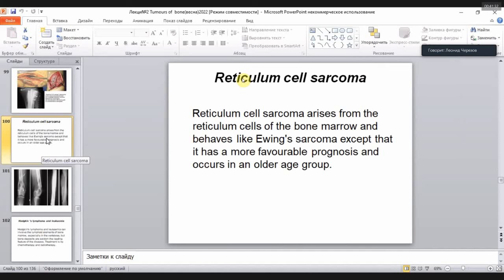Reticulum cell sarcoma. Reticulum cell sarcoma arises from the reticulum cells of the bone marrow and behaves like Ewing sarcoma, except that it has a more favorable prognosis and occurs in an older age group.